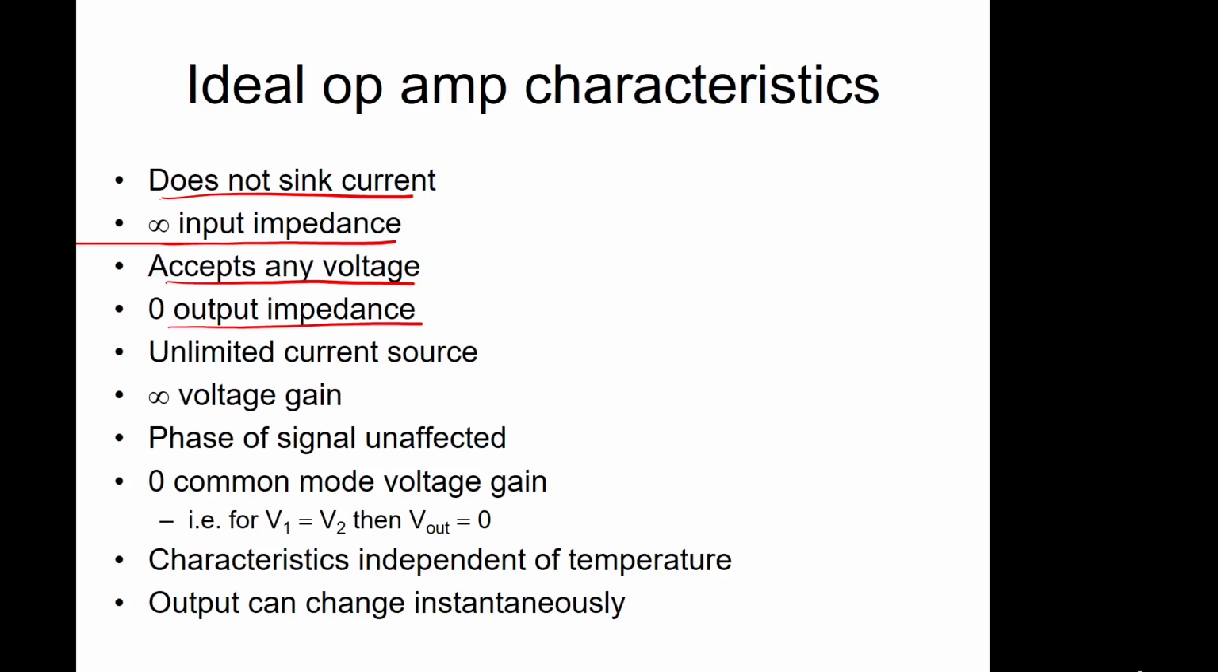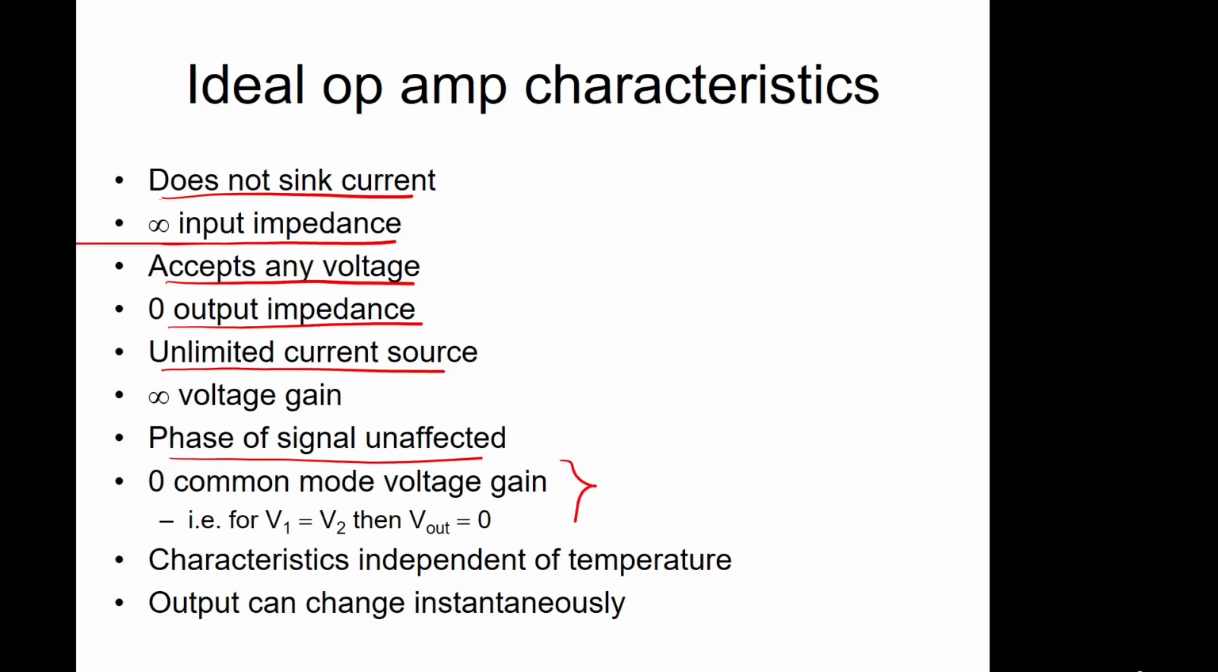Unlimited current source. So we're just saying the output is a certain voltage. We're assuming that we'll be able to supply any current we want. Infinite voltage gain. So potentially we can have as high a gain as we want. The phase of the output, we haven't mentioned that, but we're assuming the phase, so the time delay in any of the signals, or there isn't any time delay, the phase is unaffected.